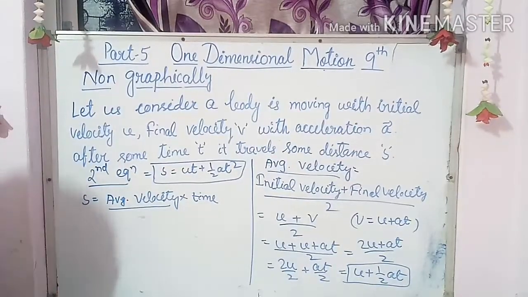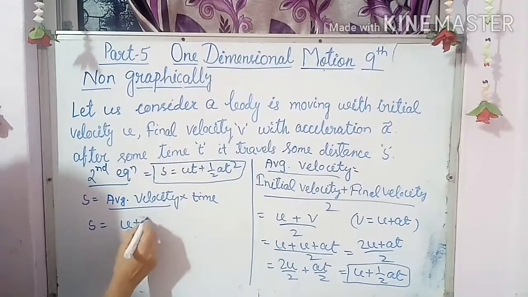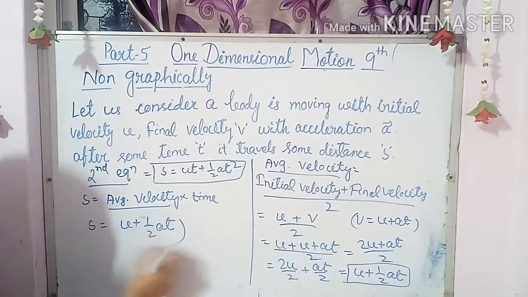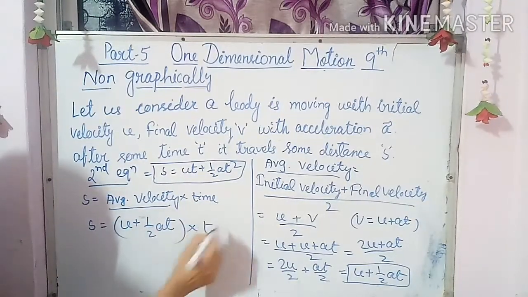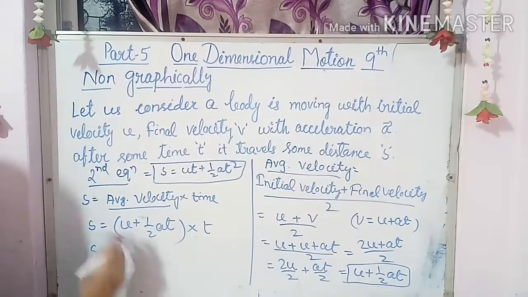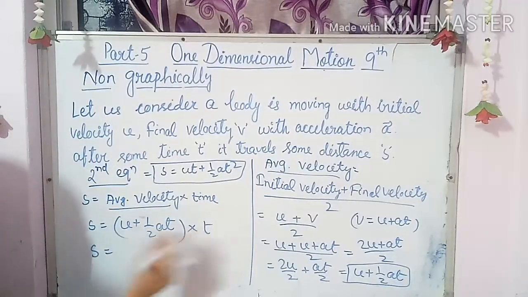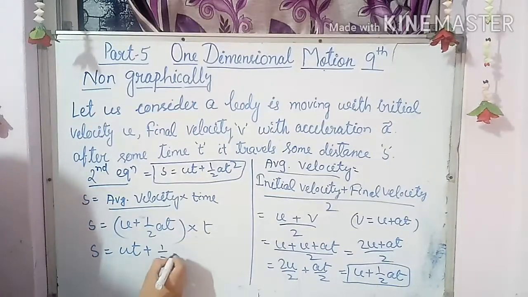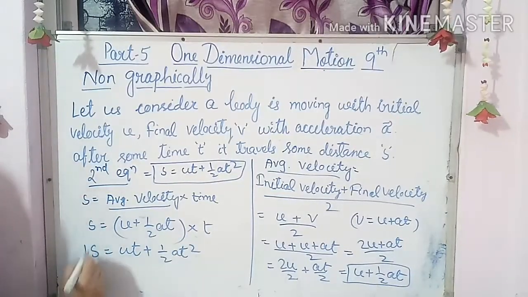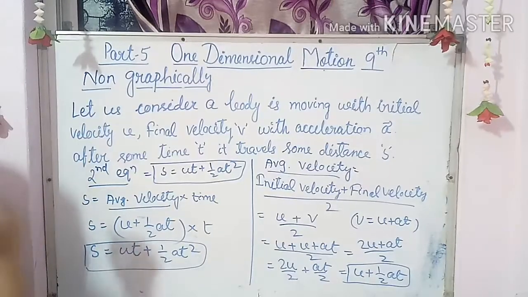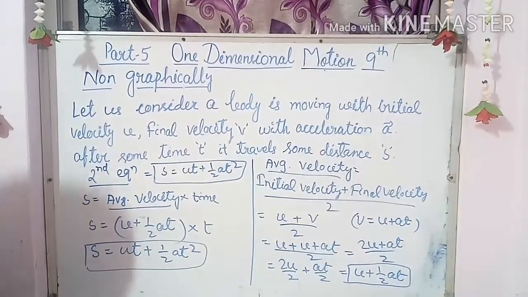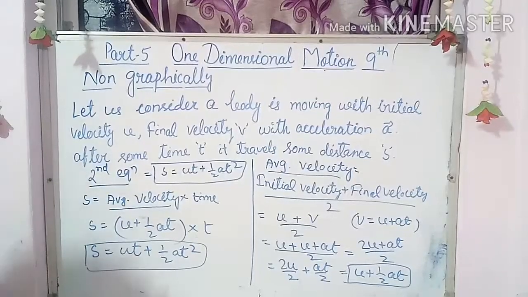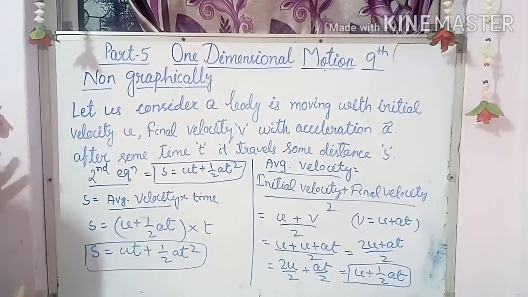Now you have to put it here. So s equal to, what you got as average velocity, u plus half at into time, that is t. Now s equal to, just multiply this, u into t, ut plus half at into t, half at square. Now your second equation is proved. This is your non-graphical method. From the definition only you have to prove. Now children, you understood? Now let us go to the third equation.